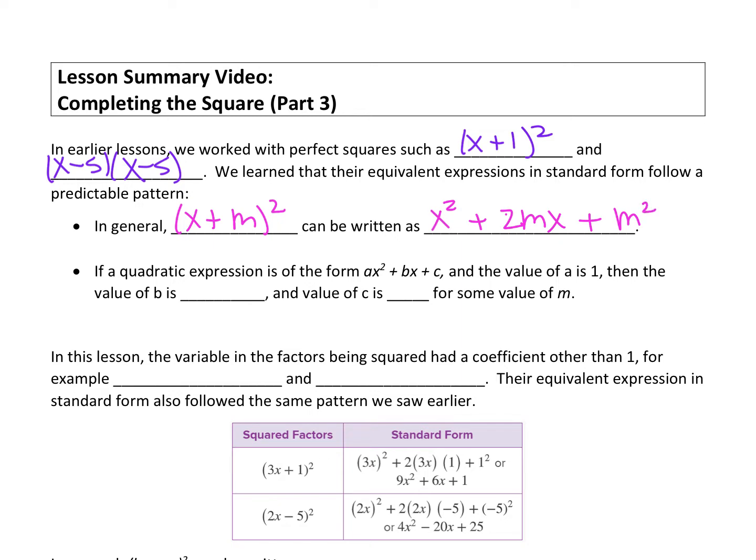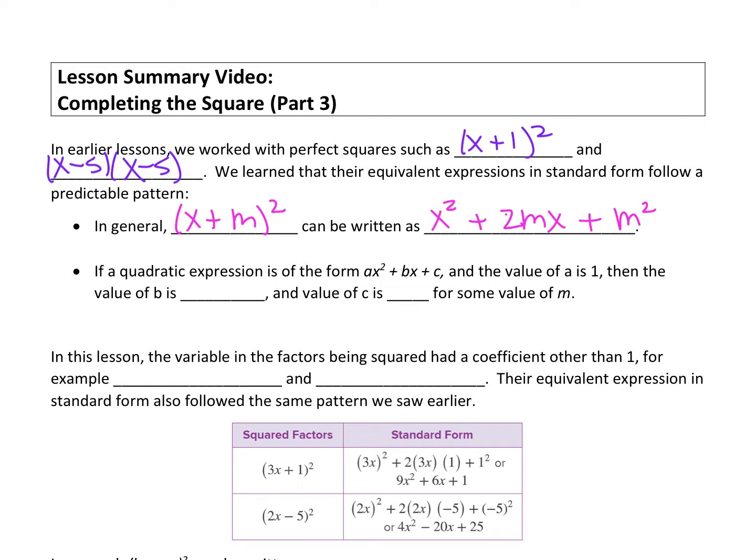So when you have a perfect square in factored form, the first term in standard form is this term squared. So you square the x, you get x squared. The last term is this term squared. M squared is m squared. Then, if you multiply x times m together and then multiply it by 2, that's always going to be your middle term. So that's why it's 2 times m times x.